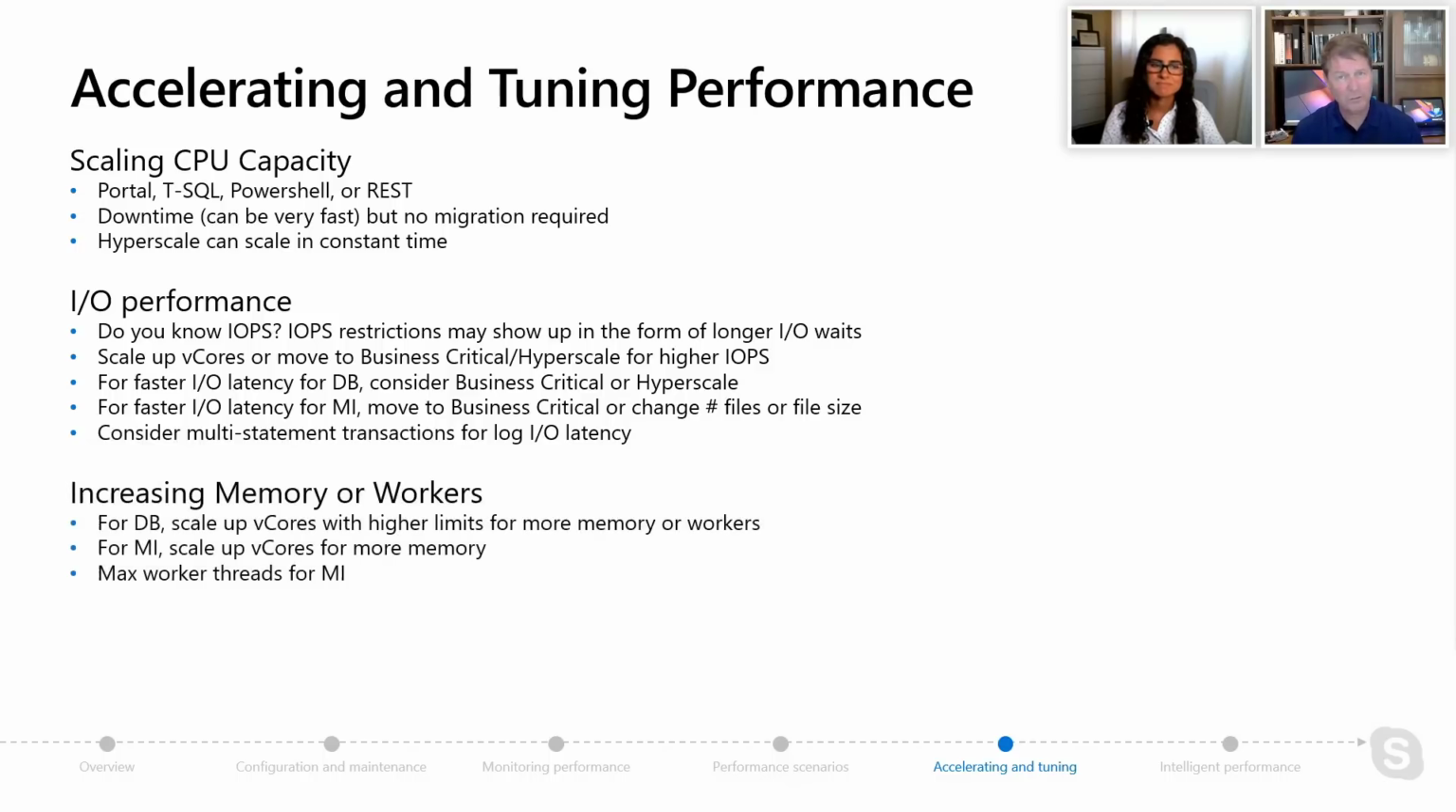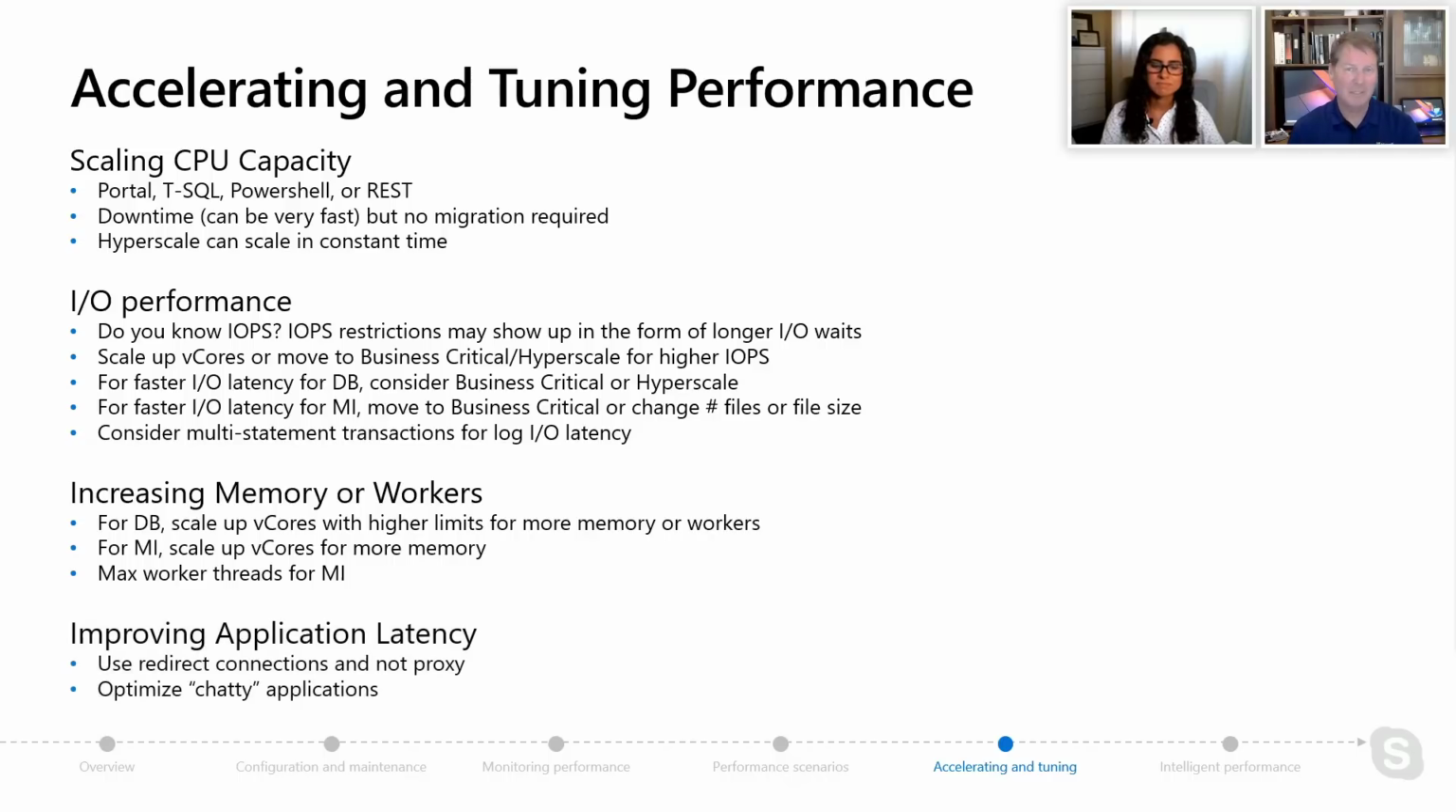So memory and workers are an interesting concept about those resources. Again, memory is not something you're going to configure with, say, max server memory. You're not going to do those kinds of things. You're going to choose a vCore or deployment option to figure out how much memory you get. And we already mentioned in the previous slide how many workers you get. And then finally, one thing that is missing is typically application latency.